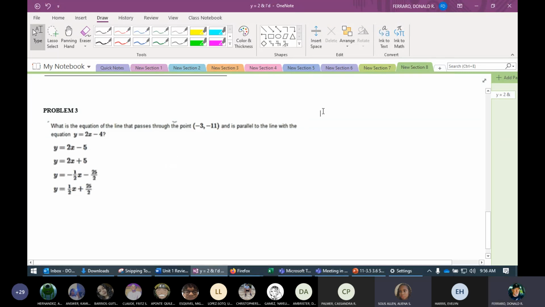Okay. So earlier in this lesson, we said if they talk about parallel lines or perpendicular lines, the first thing we're going to think about is slope. Write that down. If the question says parallel or perpendicular, the first thing that we're going to think about is the slope. So they give us an equation, and the equation that they give us is y equals 2x minus 4. Great job.